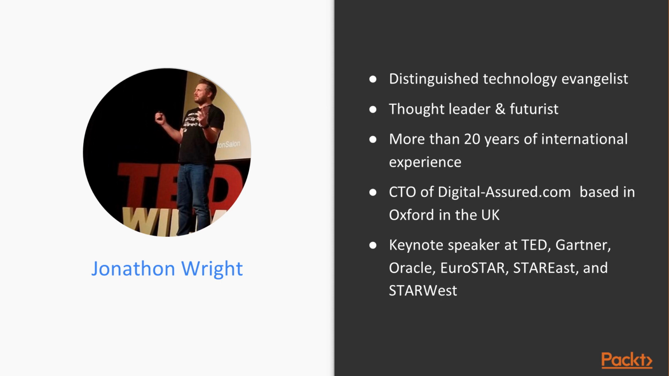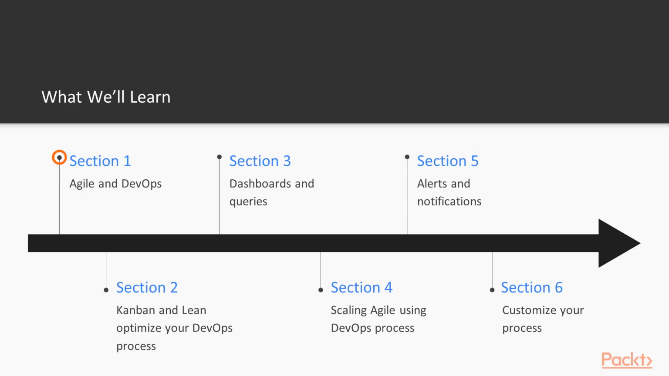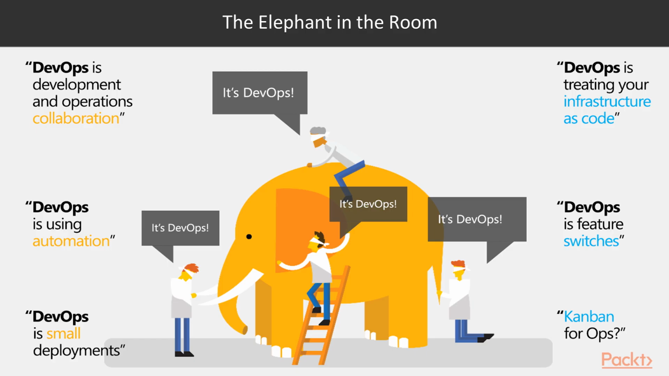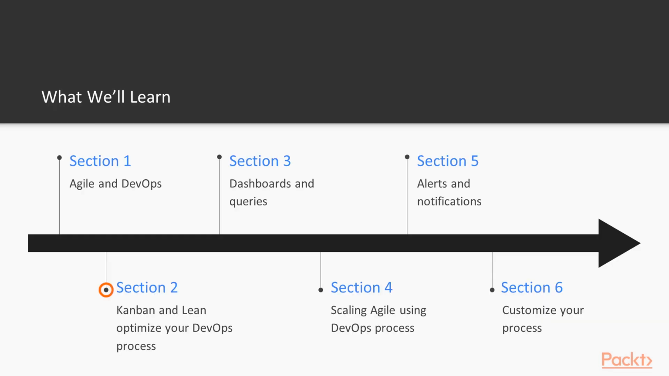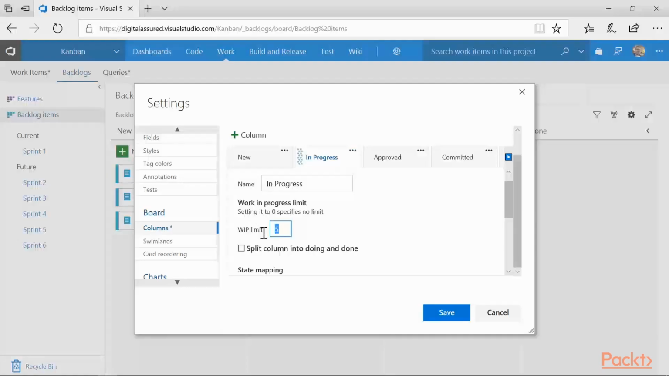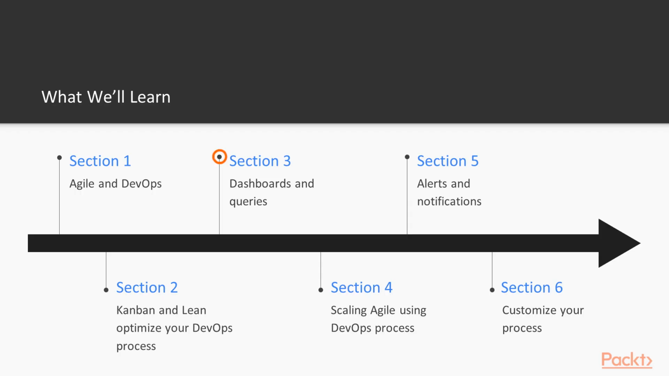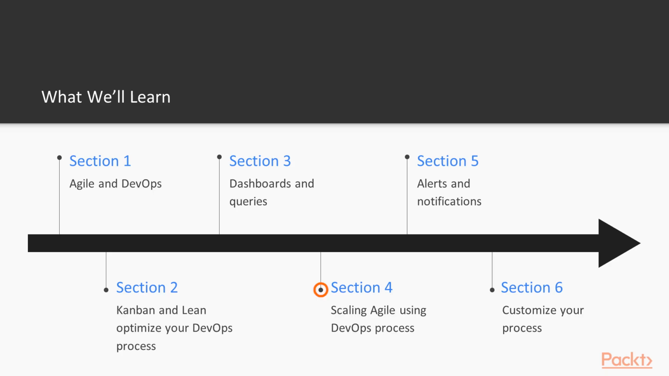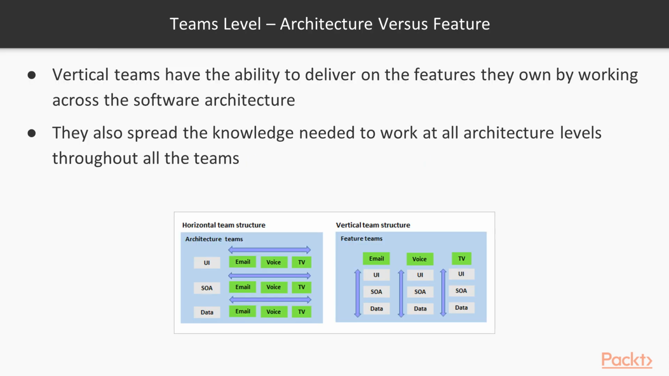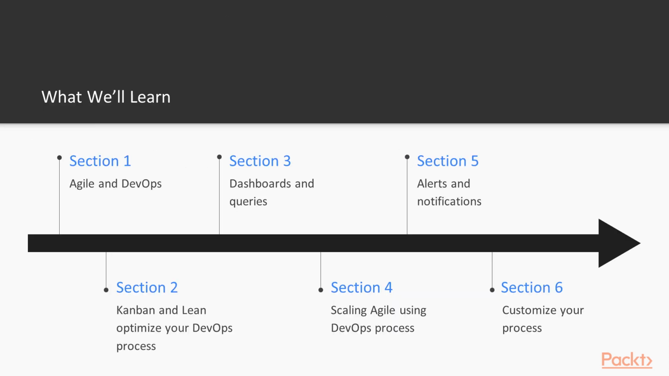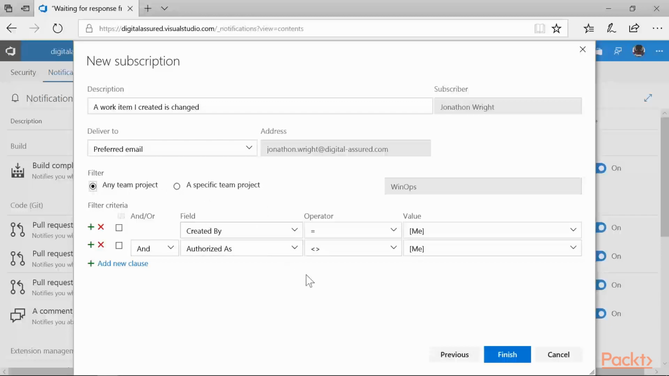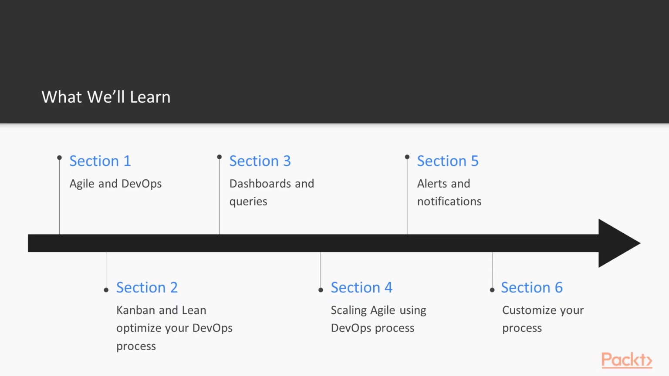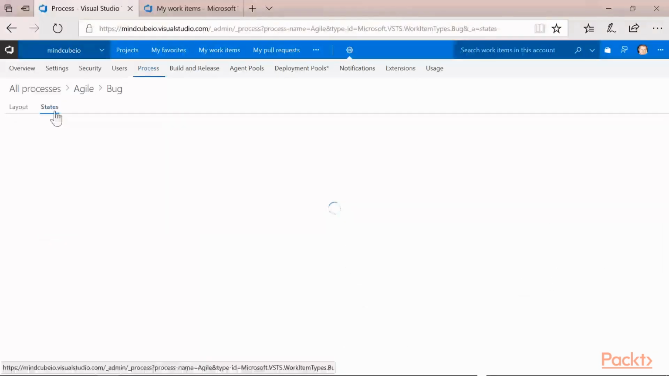The course overview. So what are we going to learn? In section 1, we're going to have a look at Agile and DevOps. Then we're going to move on to Kanban and Lean and how you can optimize your processes. Then dashboards and queries. And then scaled Agile. And then alerts. And finally, we'll move on to customizing your templates.